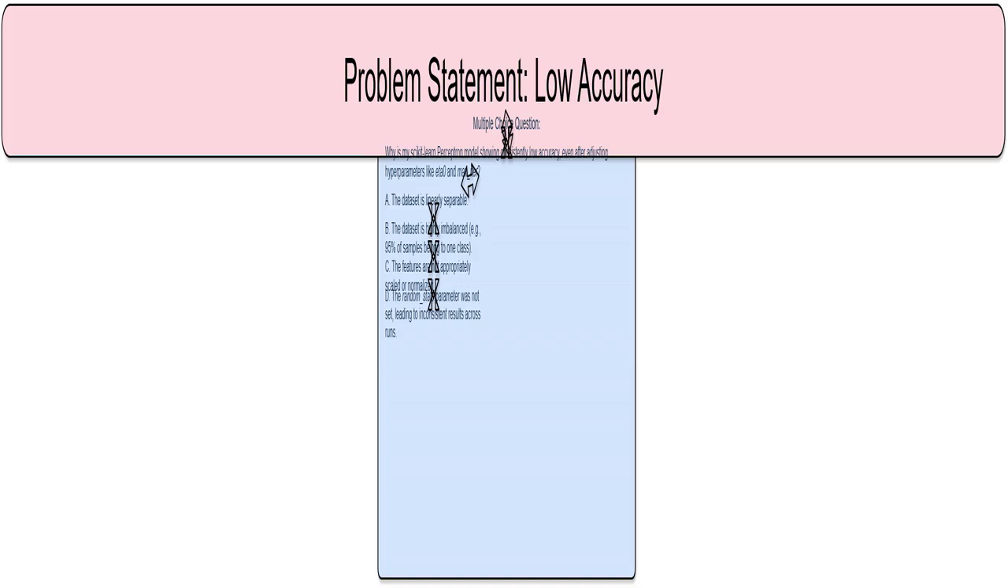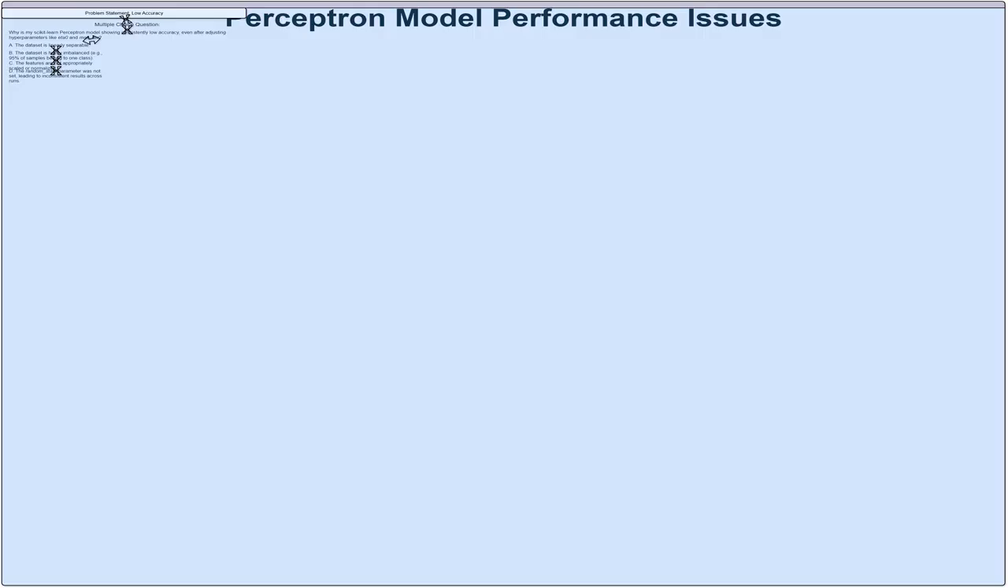I'm investigating why a Sklearn Perceptron model shows consistently low accuracy, even after tweaking the learning rate, eta0, and the maximum number of iterations, max_iter. It's a puzzle I need to solve. I'm presented with multiple choice options that might explain the poor performance. Let's examine each one carefully.